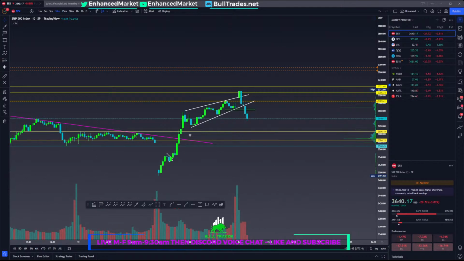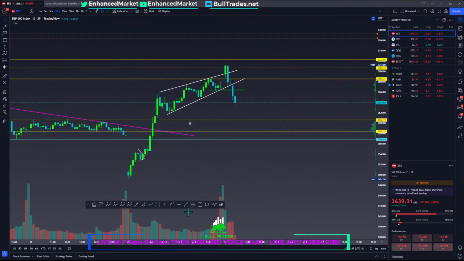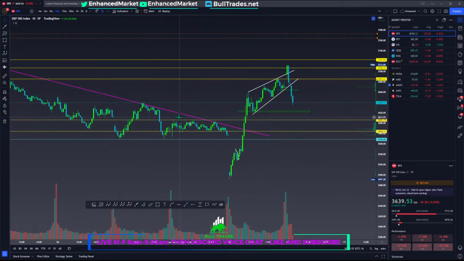You're up 200% on the port. Unbelievable. Let's go. Right, it's probably likely going to test this level here. Right, bottom of the wedge.